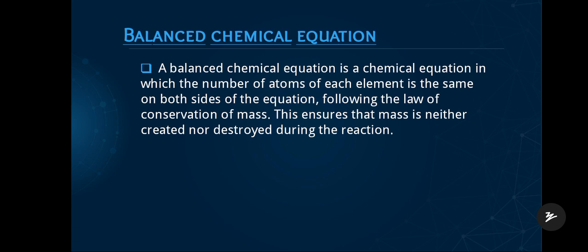So a balanced chemical equation is a chemical equation in which the number of atoms of each element is the same on both sides of the equation. On the left-hand side, and also on the right-hand side, the same number of atoms of each element should be there. Not the same atom, the same number of atoms. Okay, so a balanced chemical equation thus follows the law of conservation of mass, which states that mass is neither created nor destroyed during the reaction.